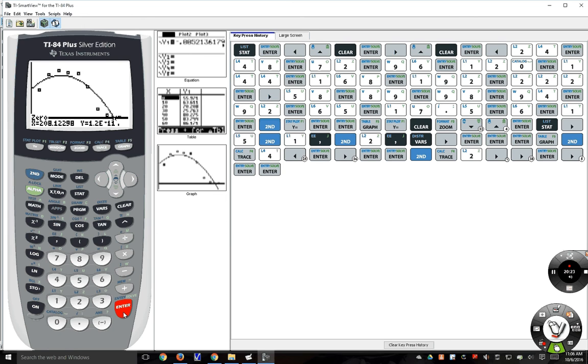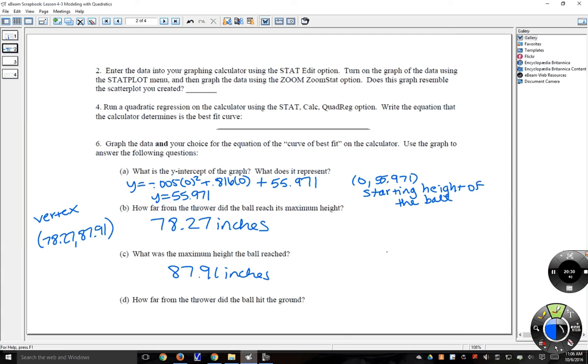Okay? So this is at the point 208.12, comma 0, basically. 208.12 was my x coordinate, right? That was inches from the thrower that the ball was reaching that height of 0 or hitting the ground.